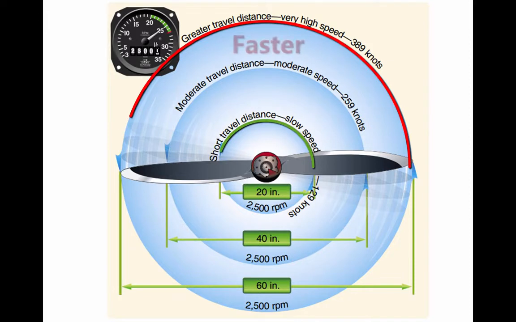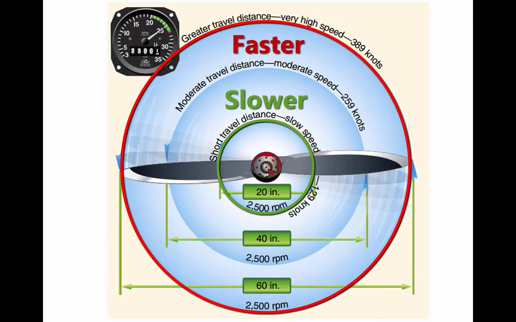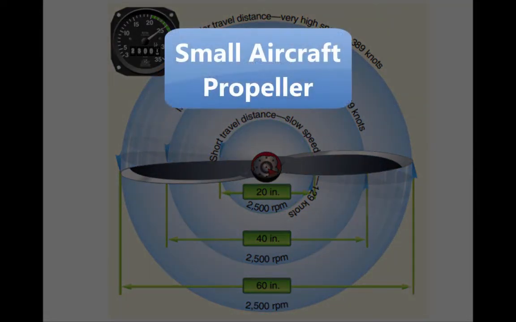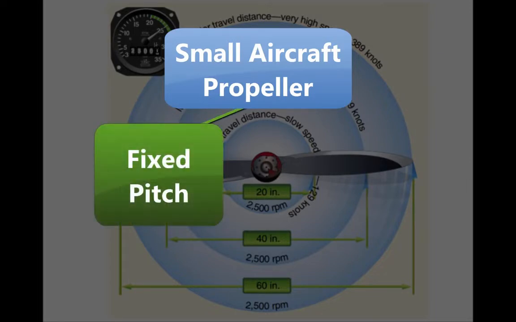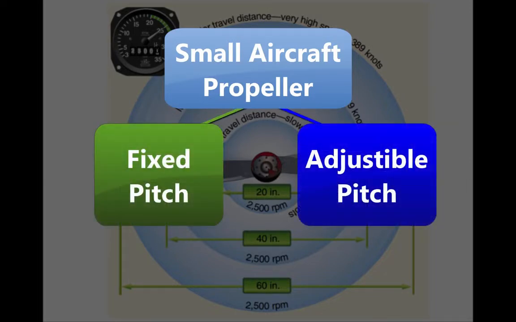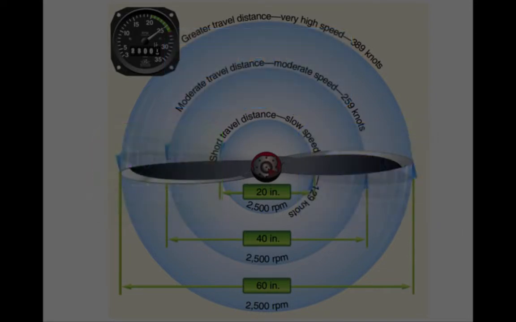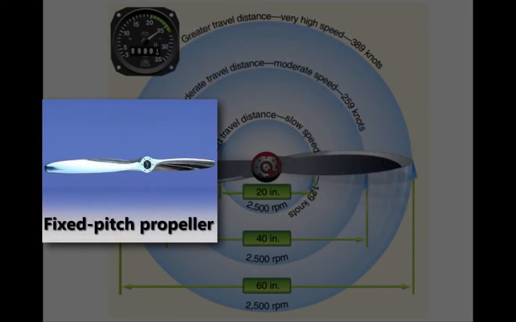The tip of the blade travels faster than the part near the hub, because the tip travels a greater distance than the hub in the same length of time. Small aircraft are equipped with either one of two types of propellers. One is the fixed pitch, and the other is the adjustable pitch. A propeller with fixed blade angles is a fixed pitch propeller. The pitch of this propeller is set by the manufacturer and cannot be changed.